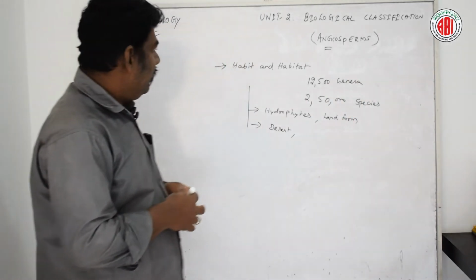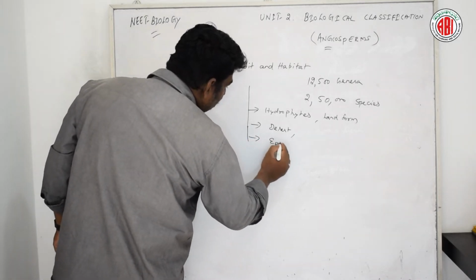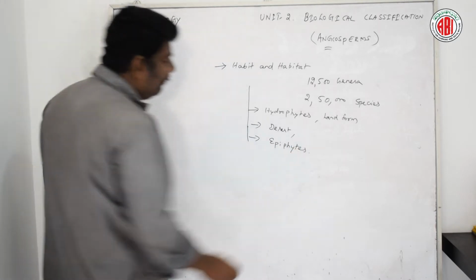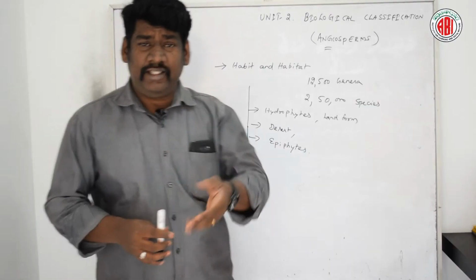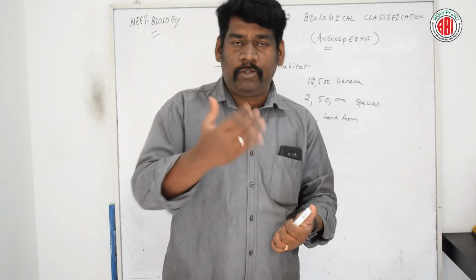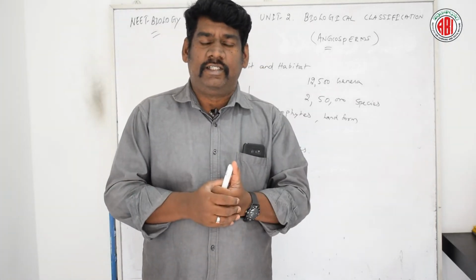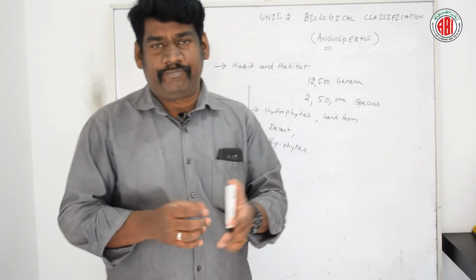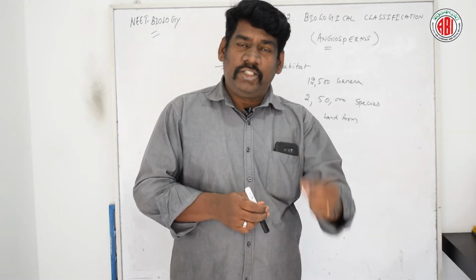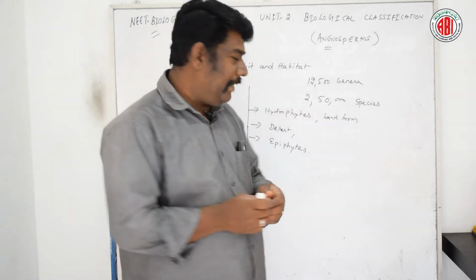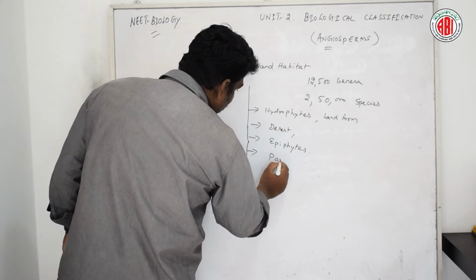Some angiosperms survive in the form of epiphytes. Epiphytes are plant species that survive on other plants. They grow on other plants, but they do not take food or water from them. Orchid is one of the best examples. A few angiosperm species act as parasites, so the parasitic mode of angiosperms can also be seen.